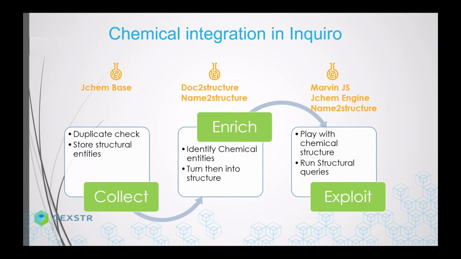Then, in the enrich phase, we use the naming technology that detects substances in documents and stores the info in JChemBase. Finally, in the exploit phase, which is the most complex in the chemistry world, we use the modules Marvin.js, JChemEngine, and Name to Structure.